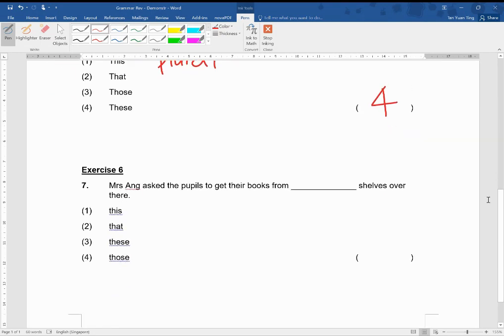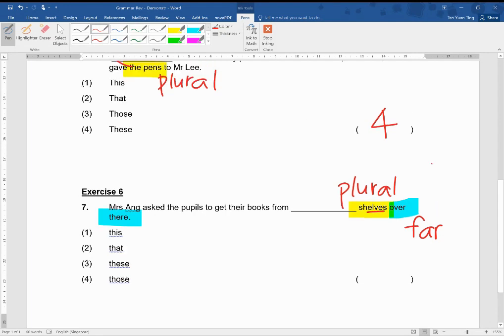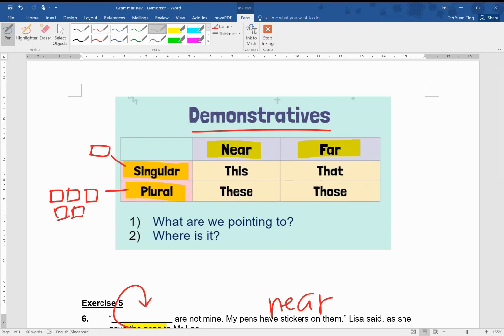Now let's look at exercise 6. Mrs. Ang asked the pupils to get their books from blank shelves over there. So what are we pointing to? Can you imagine if your teacher is there and they point to the shelves? So they are actually pointing to the shelves over here. And where are the shelves? The shelves are over there. So over there means that it is very far from you. And shelves, you notice, is the VES form, so it is plural. So it's plural and it is far. Let's go back to our table. It is plural, so I want to look here. And it is far.